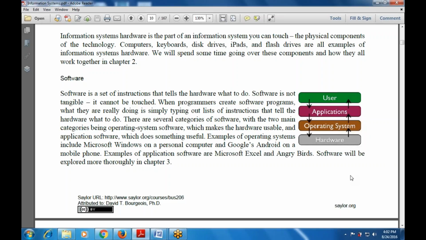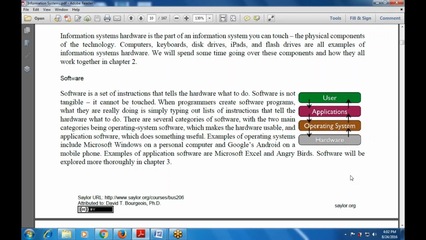And when programmers create software programs, what they are really doing is simply typing out a list of instructions. What are the various instructions that tell the hardware what to do? That means carrying out the list of instructions. And there are several categories of software, with two main categories, one being the operating system, which makes the hardware usable, and the other which makes the hardware run software that does something useful.